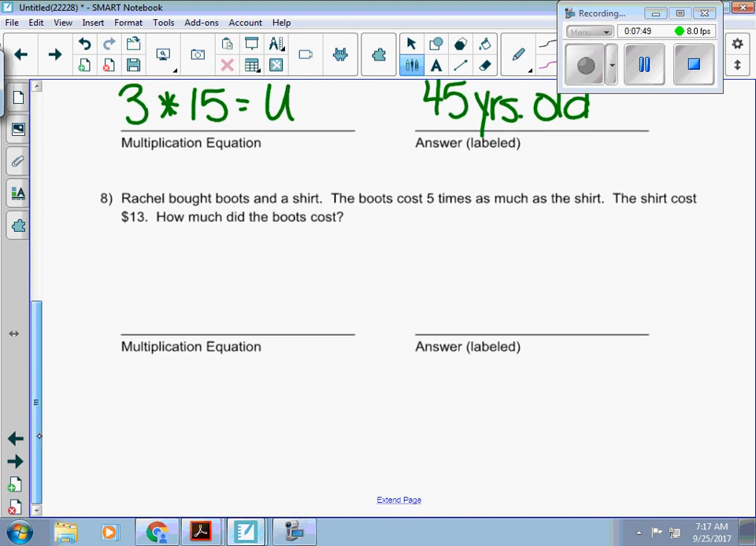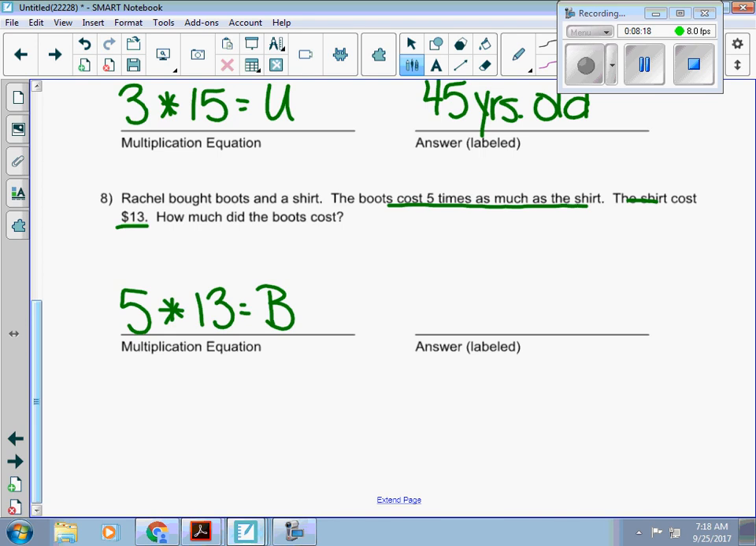Number 8. Rachel bought boots and a shirt. The boots cost 5 times as much as the shirt. The shirt cost $13. How much did the boots cost? Well, the boots cost 5 times the shirt, and the shirt was $13. So if I do 5 times the shirt, I'm going to get my boots. Okay? Then you need to pause and solve.